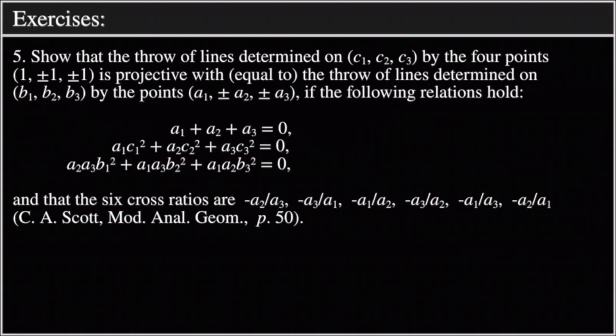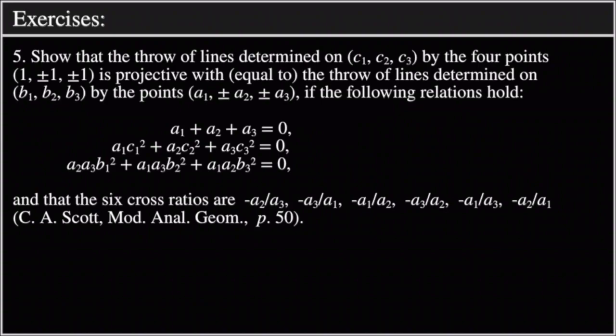5. Show that the throw of lines determined on C1, C2, C3 by the 4 points (1, ±1, ±1) is projective with the throw of lines determined on B1, B2, B3 by the points (A1, ±A2, ±A3) if the following relations hold. A1 + A2 + A3 = 0. A1C1² + A2C2² + A3C3² = 0. A2A3B1² + A1A3B2² + A1A2B3² = 0.